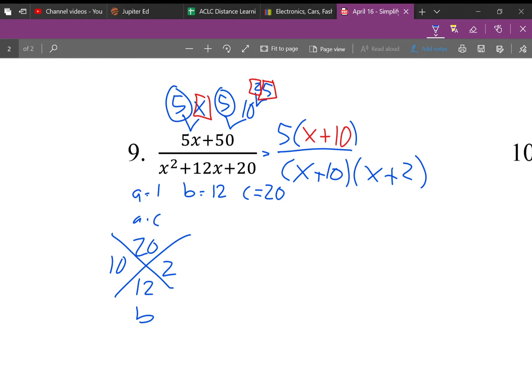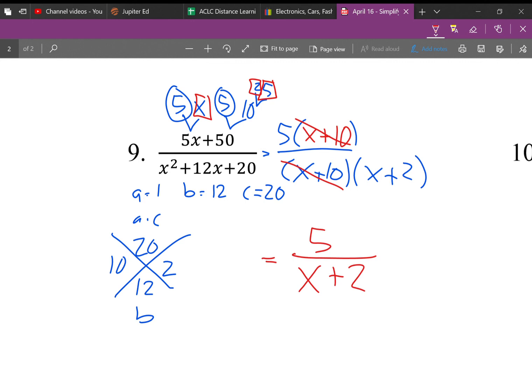And then I look for anything that's the same on top and bottom. On this problem, the thing that's the same is x plus 10. So that cancels out, and that leaves me on the top with just 5, and on the bottom with x plus 2. And again, we don't need the parentheses anymore since it's not being multiplied by anything.